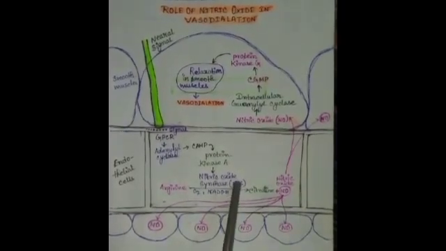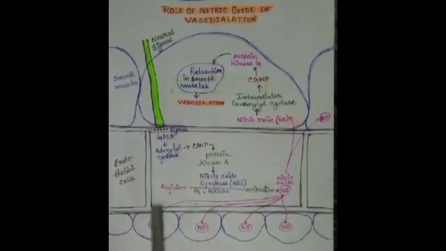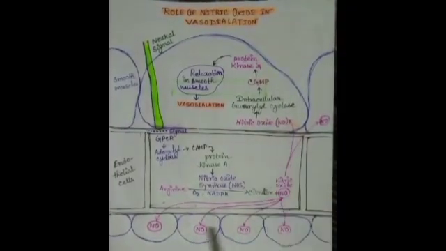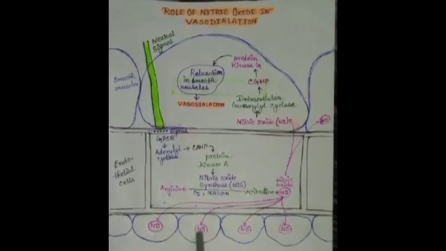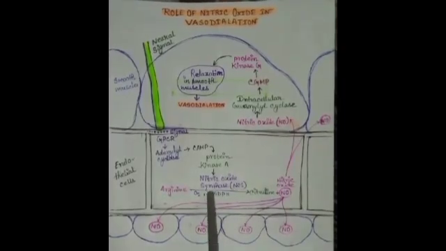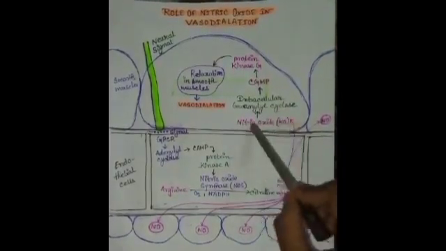Here we can see that NOS converts arginine. Arginine is normally present in endothelial cells. This arginine is converted by nitric oxide synthase into citrulline and nitric oxide in the presence of molecular oxygen and NADPH. This conversion leads to the supply of nitric oxide to the smooth muscle cells. We can see the smooth muscles there, and this nitric oxide, which is formed by nitric oxide synthase from arginine, is then supplied to the smooth muscles.